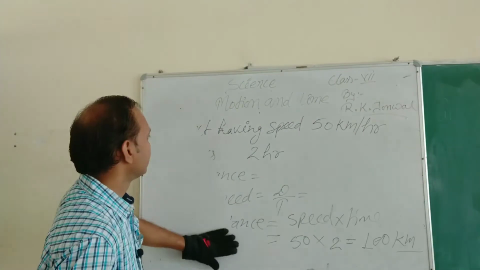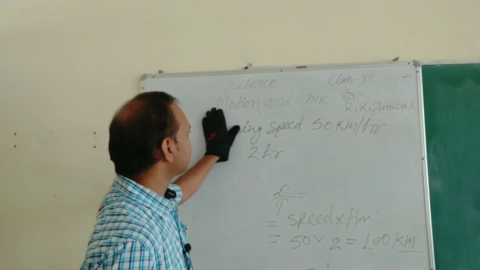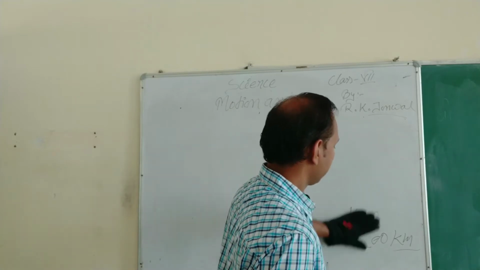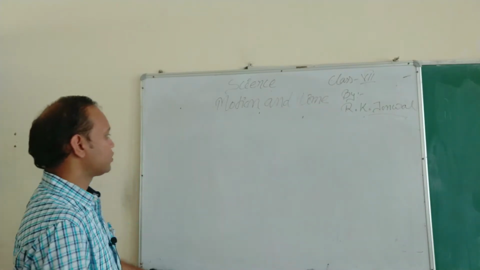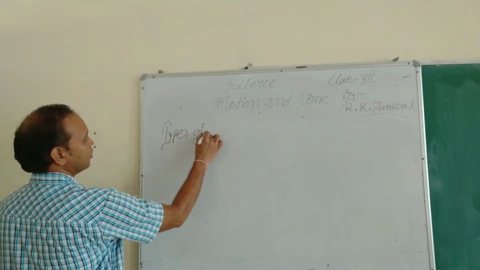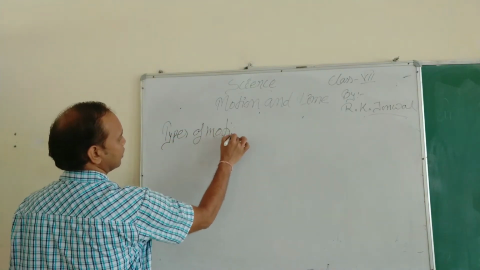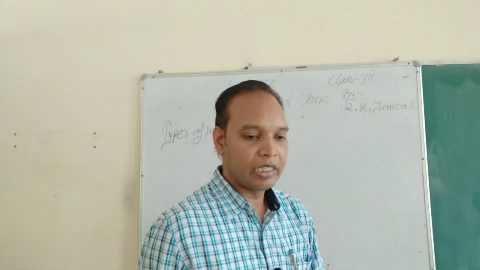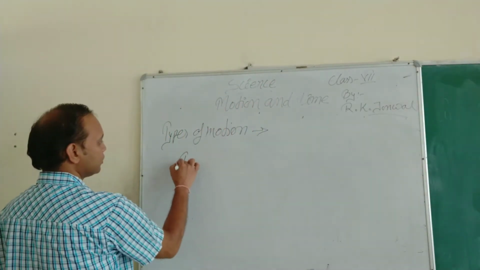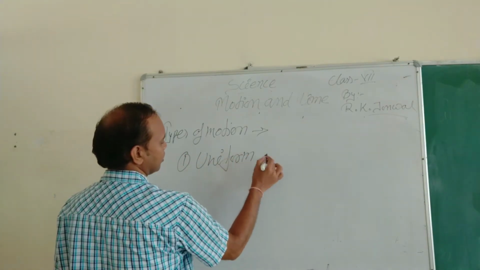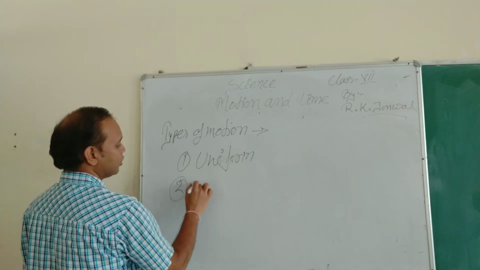Next one is types of motion. Okay, students, the next topic is types of motion. Here are two types of motion. One is uniform motion and another one is non-uniform motion.